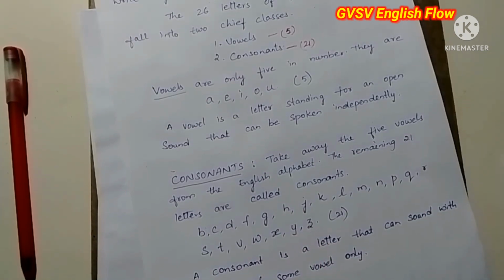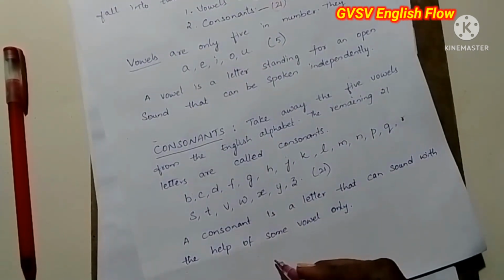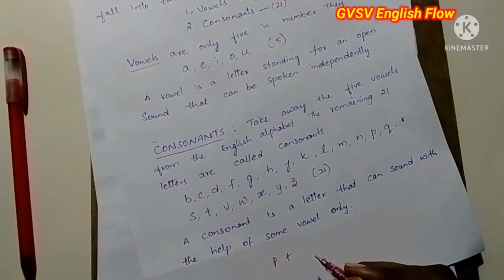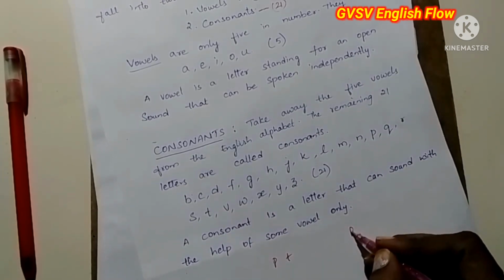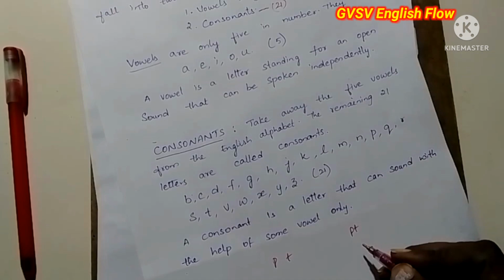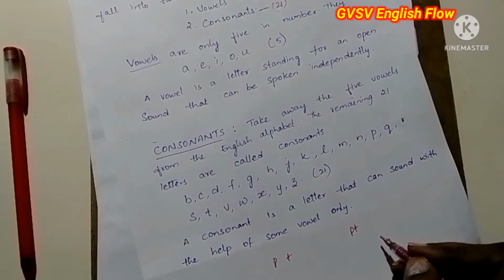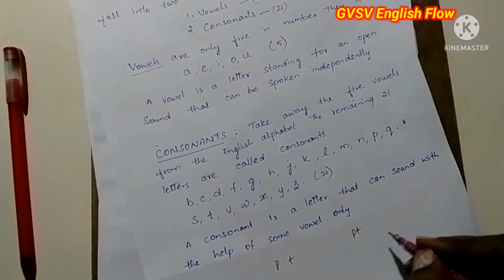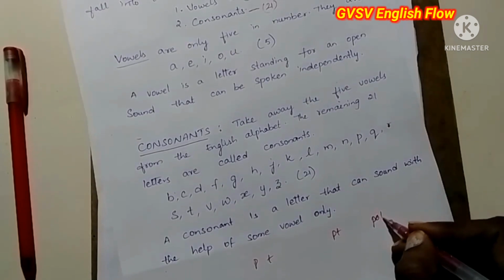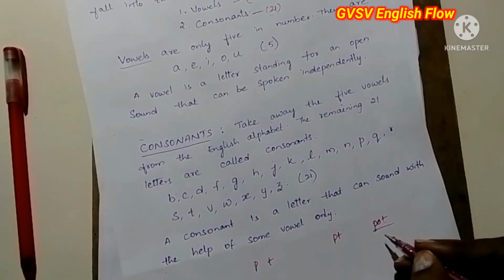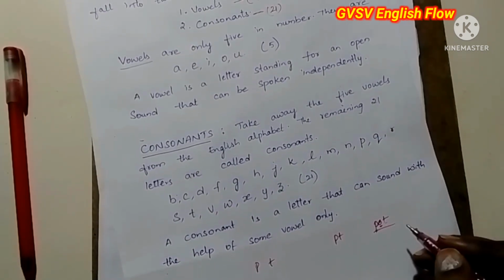What is a consonant? A consonant is a letter that can sound with the help of some vowels only. To make their sound, they need the help of vowels. See, like take P and T. When we combine these letters, PT, there's no word PT. You cannot make a sound. There's no meaning here. But when we add a vowel, P, O, T, it becomes pot.